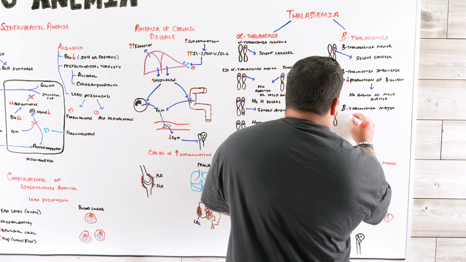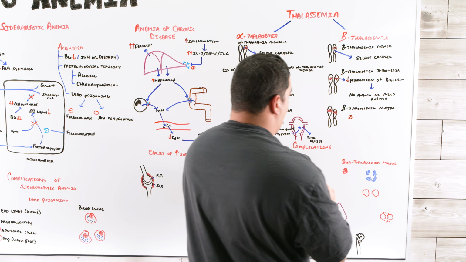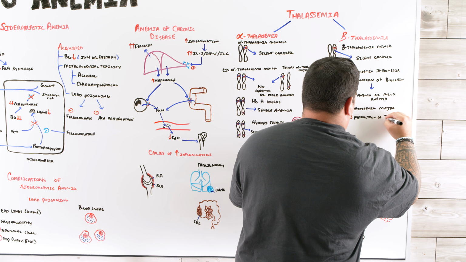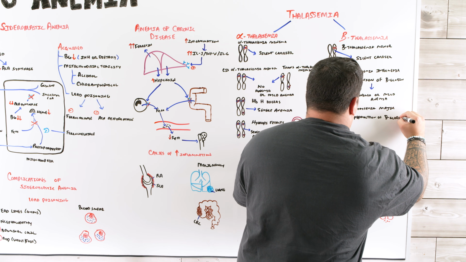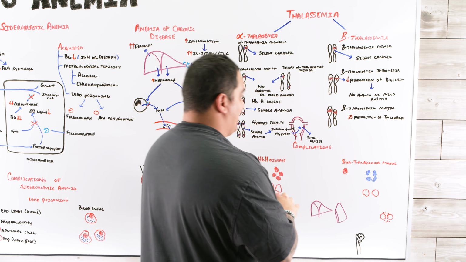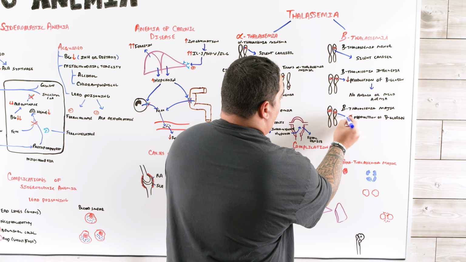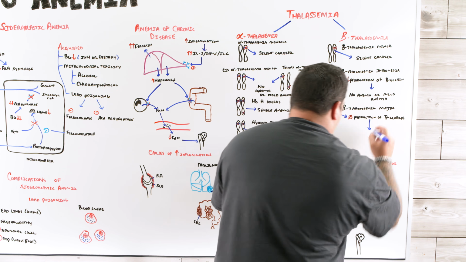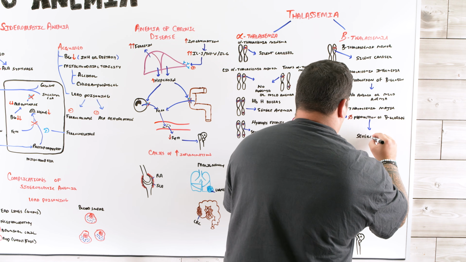So we're going to put no beta globin, no production of beta globin. So you can see here why this would be the more severe type. This is a point mutation that leads to no production of beta globin, and this will produce very severe anemia.